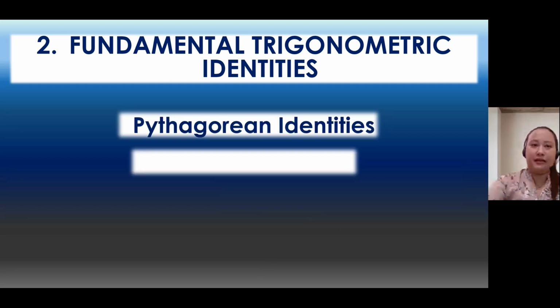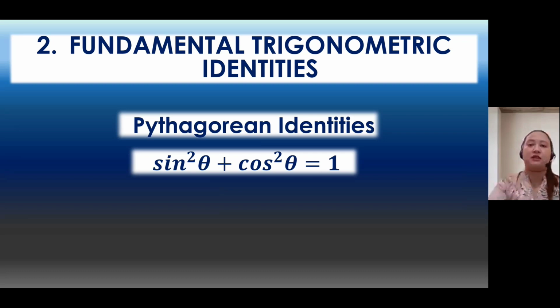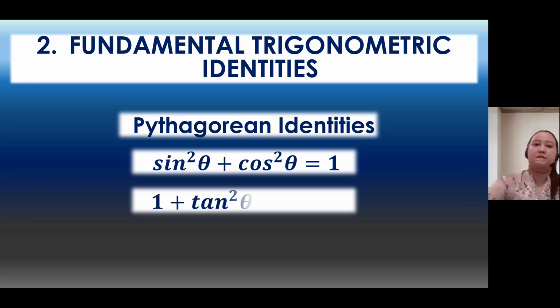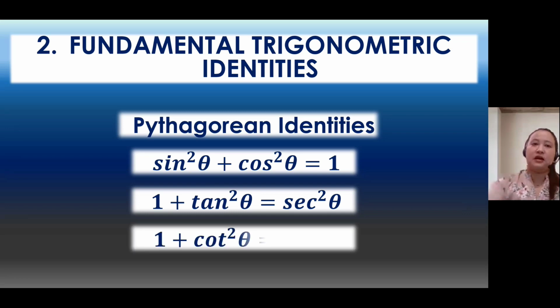We have the Pythagorean identities. So for the Pythagorean, the sum of the squares of sine theta and cosine theta is equal to 1. Then 1 plus tangent squared theta equals secant squared theta. This is one of the examples a while ago under the identity equation. It is a Pythagorean identity. And also the second example, which is 1 plus cotangent squared theta equals cosecant squared theta, under the identity equation a while ago, is a Pythagorean identity.